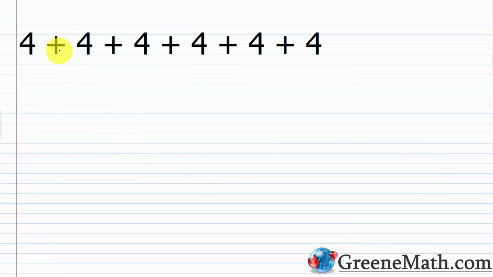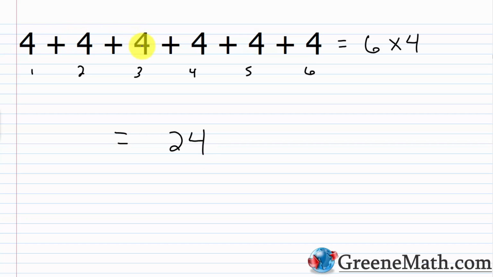Okay, now we have 4 plus 4 plus 4 plus 4 plus 4 plus 4. If I count these out, I have 1, 2, 3, 4, 5, 6 groups of 4. So this represents 6 times 4, and we know that that's equal to 24. Again, we can go through and verify this through addition. 4 plus 4 is 8, 8 plus 4 is 12, 12 plus 4 is 16, 16 plus 4 is 20, and lastly, 20 plus 4 is 24.